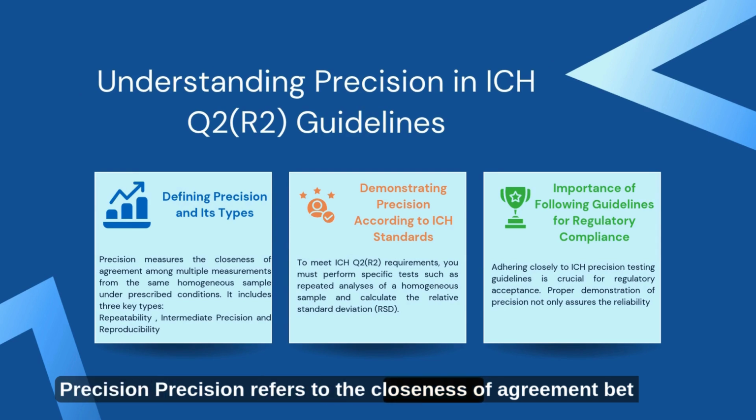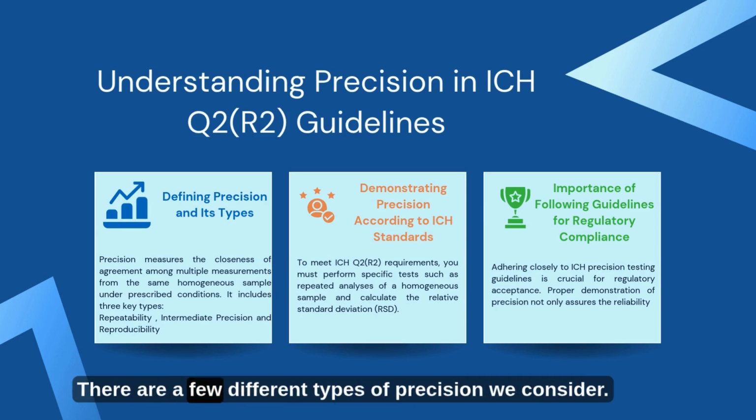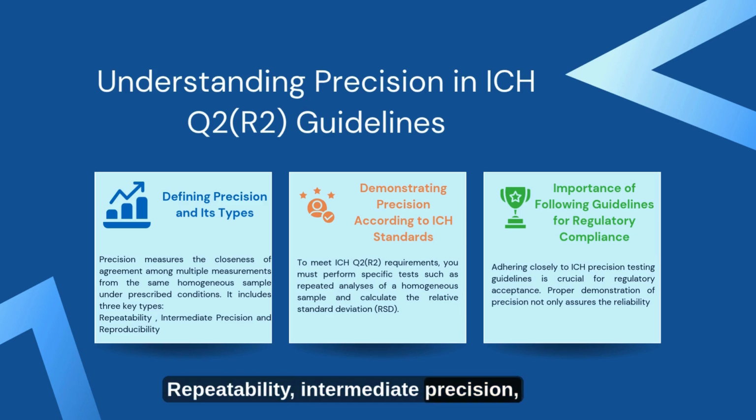All right, let's talk about precision in the context of ICH Q2R2. Precision refers to the closeness of agreement between a series of measurements obtained from multiple samplings of the same homogeneous sample under the prescribed conditions. There are a few different types of precision we consider: repeatability, intermediate precision, and reproducibility.